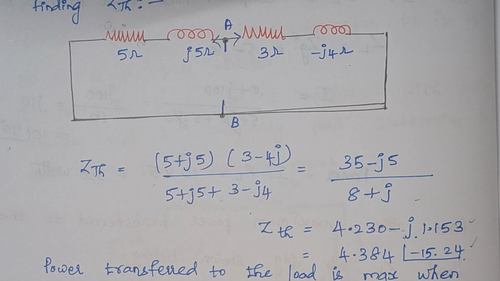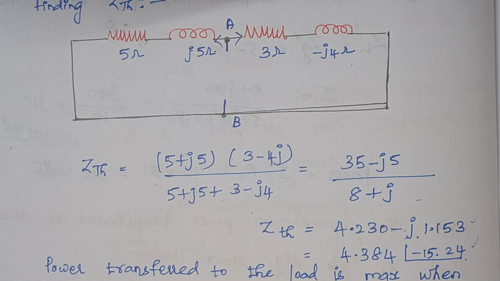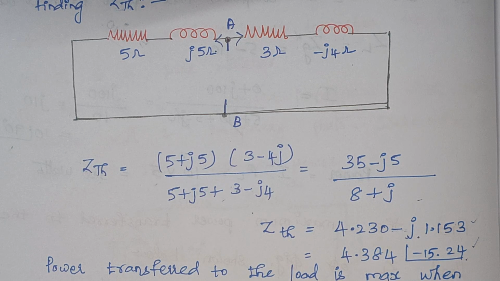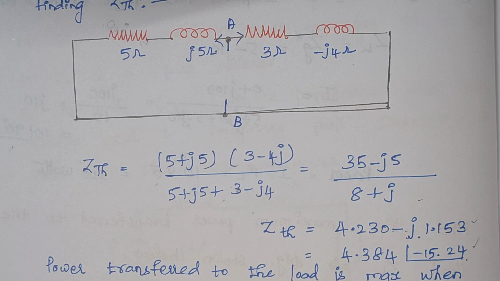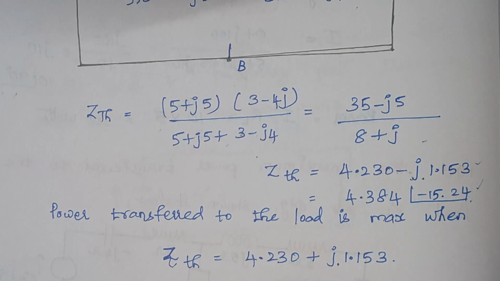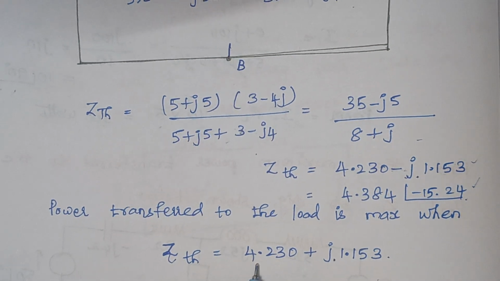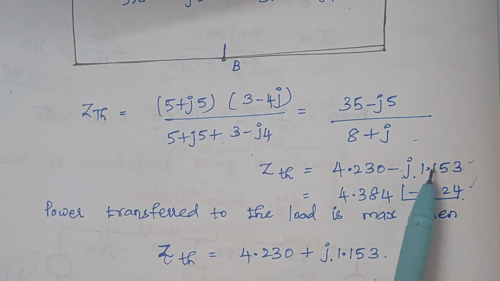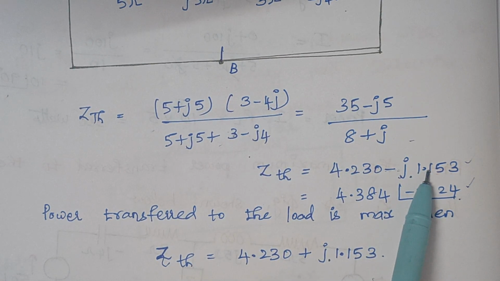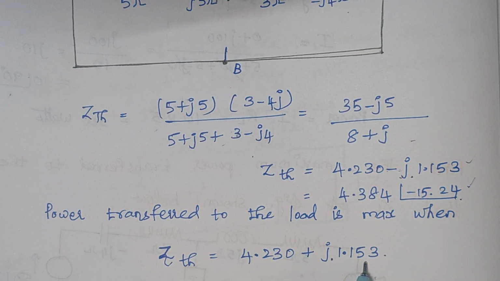Now again, in order to have maximum power transfer, what is the condition here? The load impedance should be the complex conjugate of Zth. Therefore maximum power will be transferred to the load only when the value of the load impedance is like this. Therefore just take the complex conjugate of the previously obtained value. So here this is your load impedance.